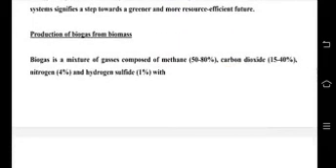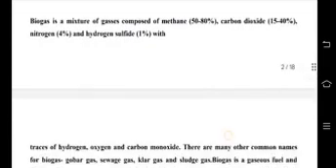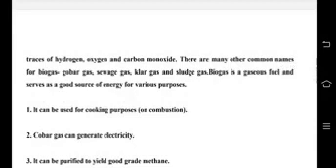Now, let's learn about the production of biogas from biomass. Biogas is a mixture of gases composed of methane 50 to 80%, carbon dioxide 50 to 40%, nitrogen 4%, and hydrogen sulfide 1%. So methane is the most important and the most seen gas in this biogas. Then comes carbon dioxide, then hydrogen later. Hydrogen sulfide is present at 1%. Traces of hydrogen, oxygen, and carbon monoxide.